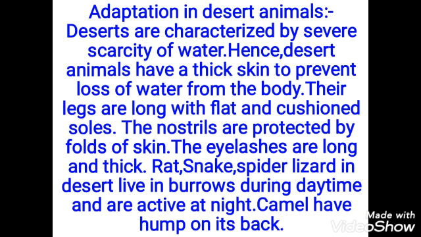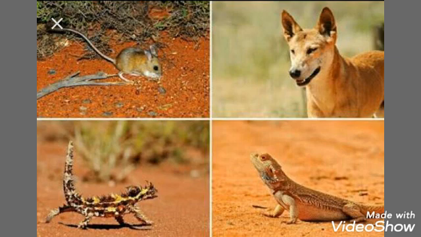Adaptation in desert animals. Deserts are characterized by severe scarcity of water. Hence, desert animals have a thick skin to prevent loss of water from the body. The legs are long with flat and cushioned soles. The nostrils are protected by the folds of the skin. The eyelashes are long and thick.